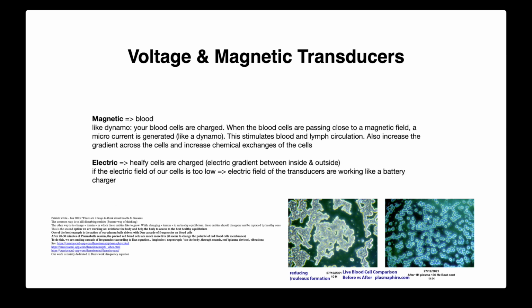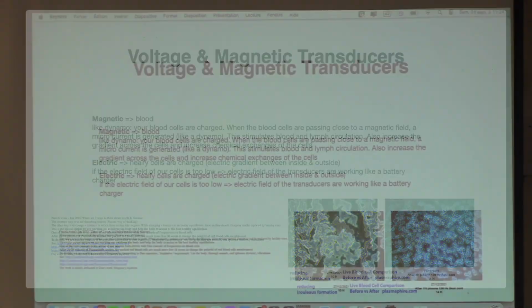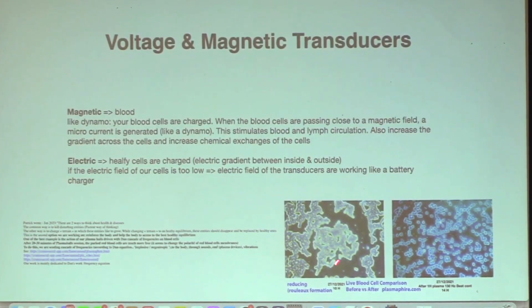And when your body is receiving magnetic information, it's like a dynamo. Your blood cells are charged. And when the blood cells are passing close to a magnetic field, a microcurrent is generated, and this stimulates blood and lymph circulation, also increases the gradient across the cells and increases the chemical exchanges of the cells. Now, if it's electric, healthy cells are charged. This is the case you see here.